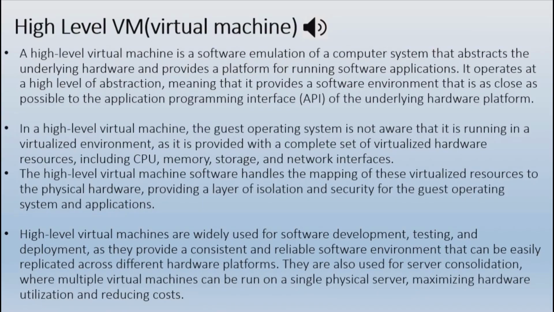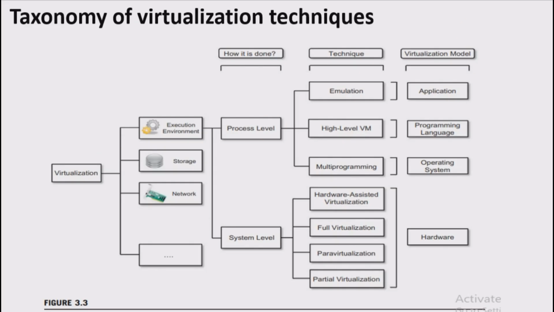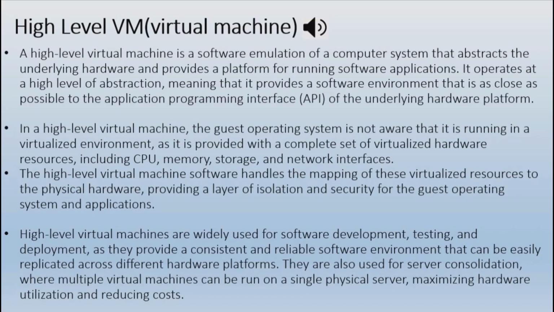Now, let's understand high-level VM. So what is a high-level virtual machine? A high-level virtual machine is a software emulation of a computer system that abstracts the underlying hardware and provides a platform for running software applications. It operates at a high level of abstraction, meaning that it provides a software environment that is as close as possible to the application programming interface, API, of the underlying hardware platform.